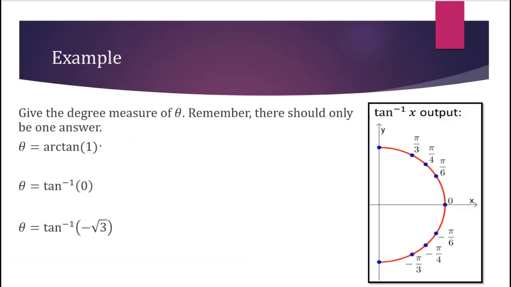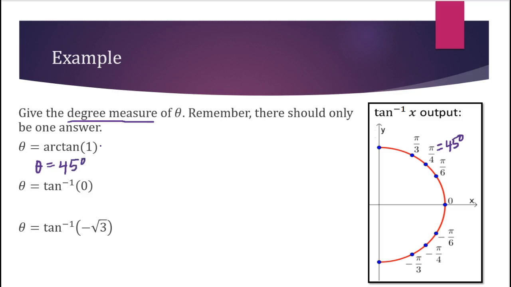Alright, next example, give the degree measure, so slightly different instructions, of theta. But again, remember, there should only be one answer. Since we're being asked for our answer in degrees, we're going to make sure that it comes from these two quadrants, but we're giving the degree representation. So arctangent of 1: what angle do I plug into tangent to get out 1? Well, that angle is pi over 4 in radians, but its degree equivalent is 45 degrees. So theta is equal to 45 degrees.